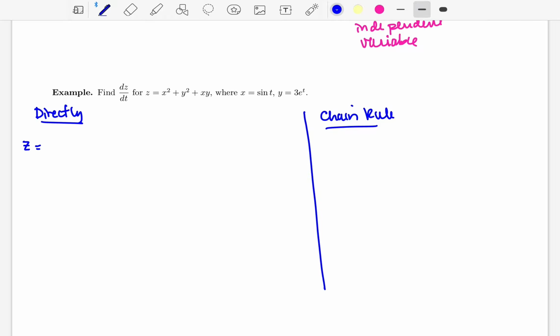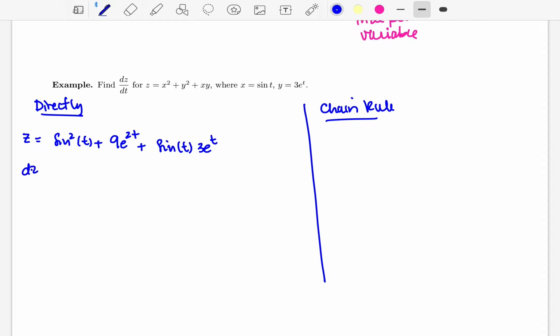So now let me start by rewriting this. So z is equal to x squared, but x is equal to sine t. So I get sine squared of t plus y squared, but y is equal to 3e^t. So if I square, I get 9e to the 2t. And then I have to multiply x and y, so I get sine of t times 3e to the t power, okay?